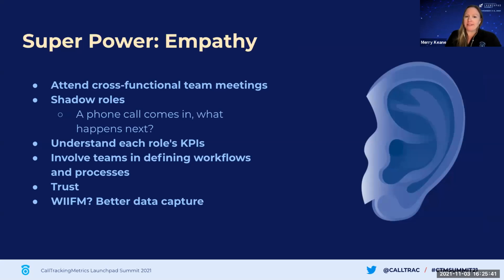So we talked about cleaning up our apps and our processes, but we haven't talked about the most important element of this yet. There's a human involved in all of these interactions, which means empathy is key. So how do you develop empathy?